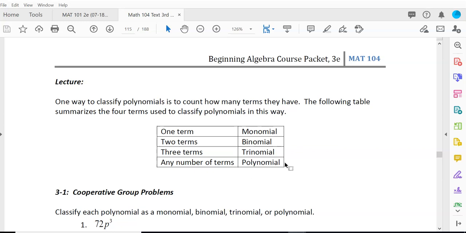So polynomial is the general term you use for all of these, but when you have a special case of one term, that's a monomial, two is bi, three is tri, and then anything else we'll just call polynomial. When you denote it, it'll say other polynomial, okay? So that's one way we can classify polynomials.